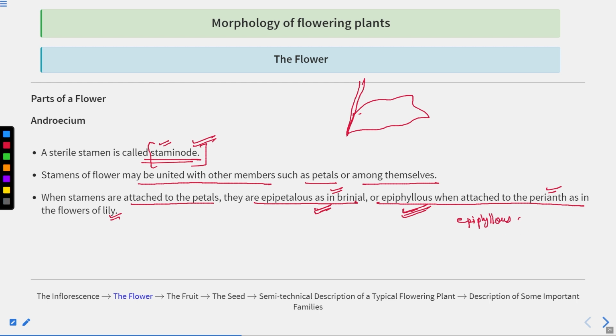The epiphyllous condition is seen in, a question can be asked, so what will be the answer? Lily. In the case of lily, you see the epiphyllous condition. Whereas epipetalous means that sepals and petals are not joined together to form the perianth. They are individual sepals and individual petals, and the stamens are joined with the petals. Then it is called the epipetalous condition, and that you see in the case of brinjal.